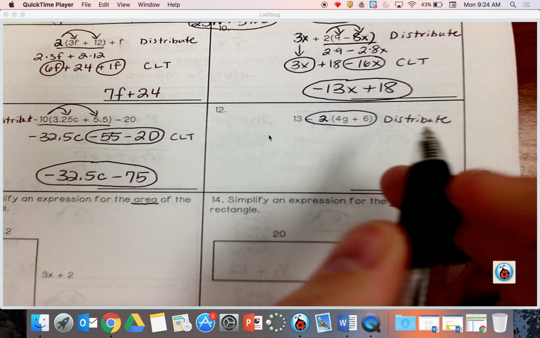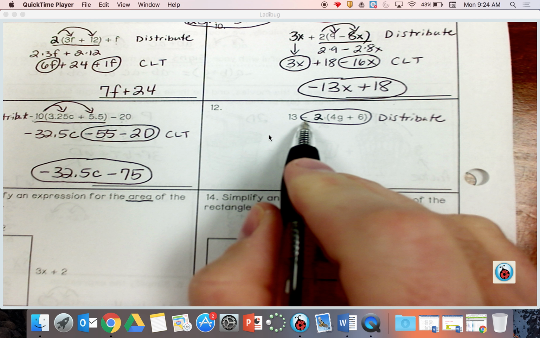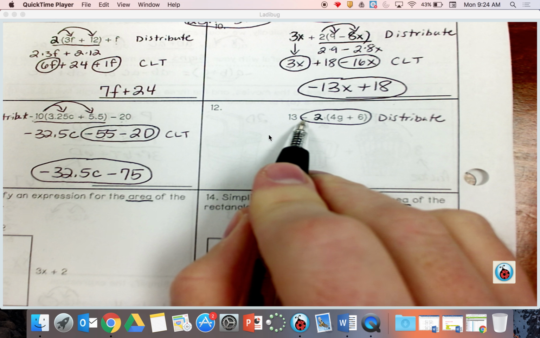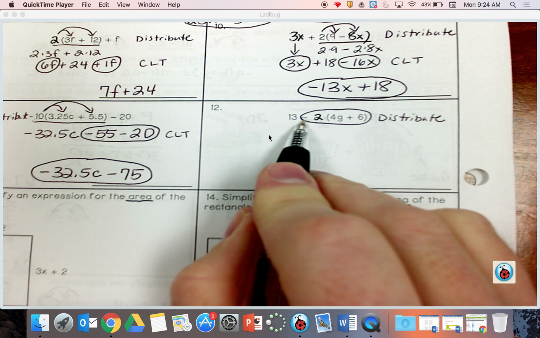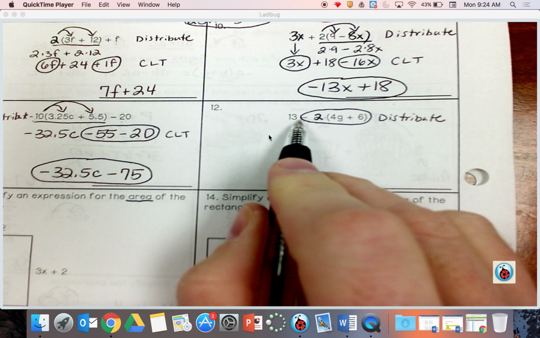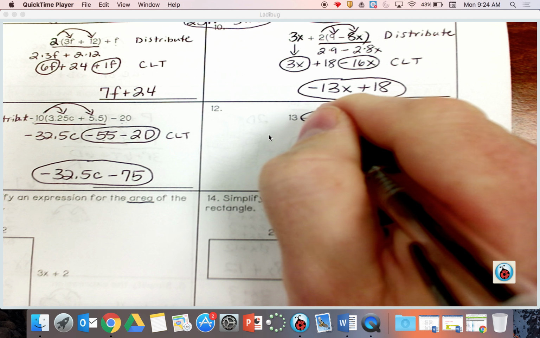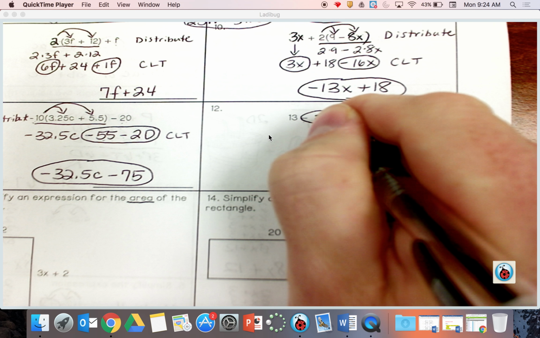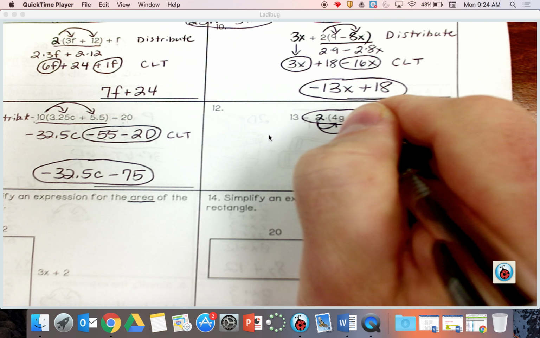So what am I distributing? I'm distributing a negative 2, because remember, watch my signs. There's a sign behind there, in front of the 2 is a negative. It's not a positive 2, it's going to be a negative 2. So I'm going to take that negative 2 to the 4, and I'm going to take the negative 2 to the 6.